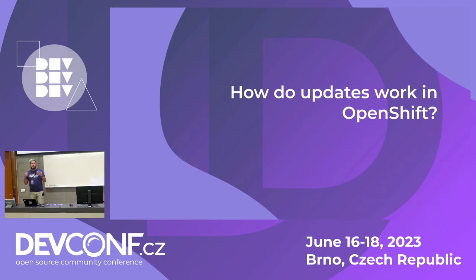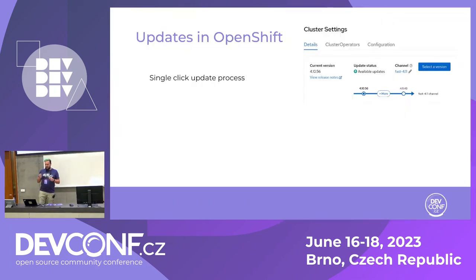And to be able to speak about what improvements we did in updates, I will need to do a little introduction about how updates work, a little bit of OpenShift update 101. So updates in OpenShift, they're built in. It's supposed to be a no-brainer, click the button and everything happens without any oversight kind of feature. And it really is.